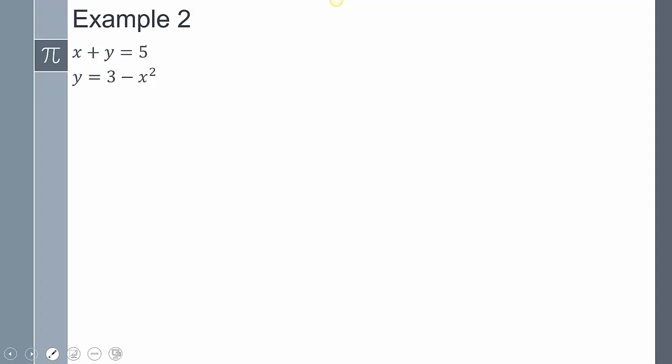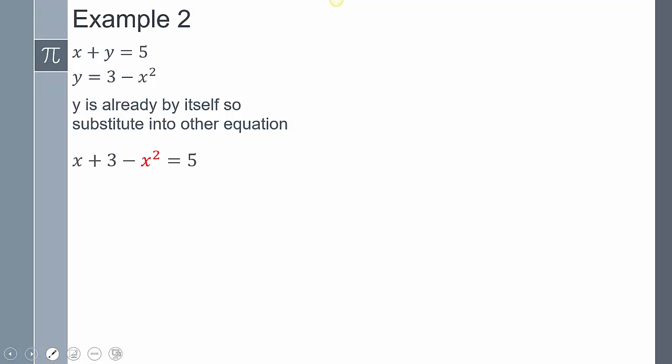Example number 2. This is going to be a line and a parabola. Now my y is already by itself, so I can just take it and substitute it into the equation. This piece right here is what's being substituted in. And so I get x plus 3 minus x squared equals 5.